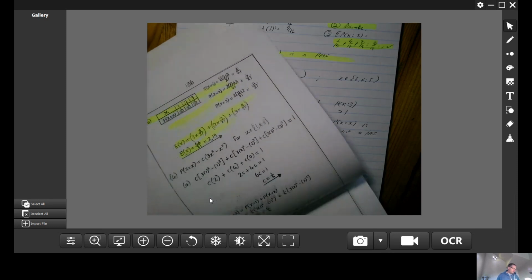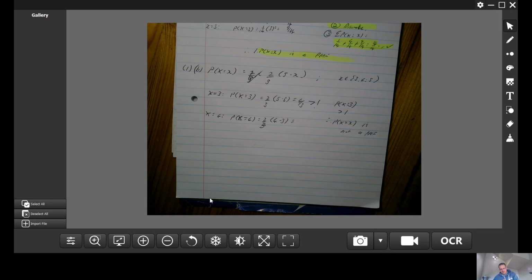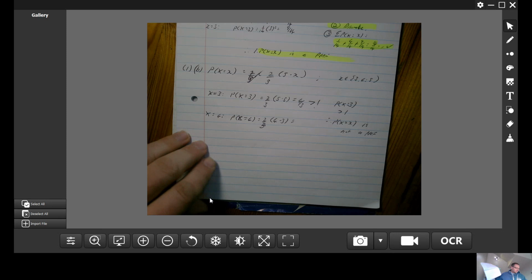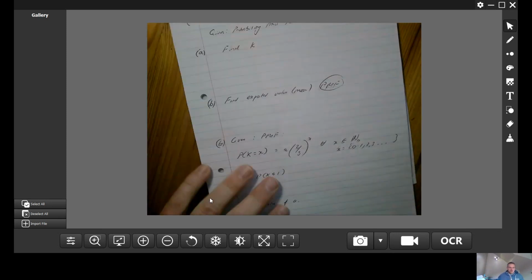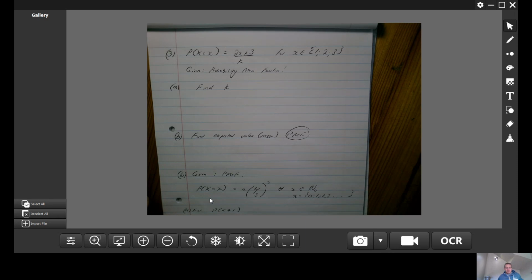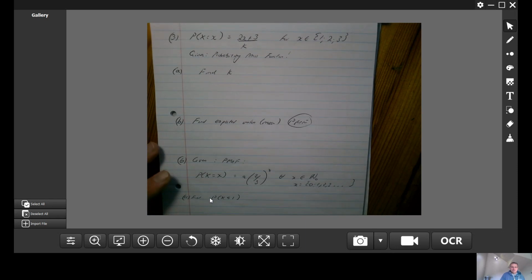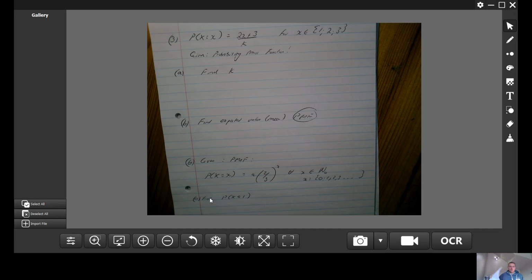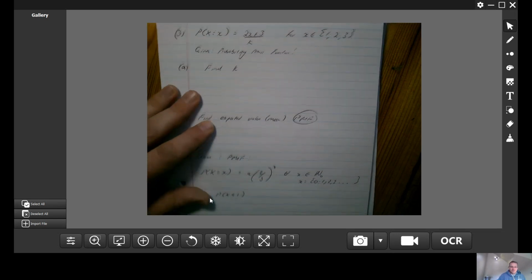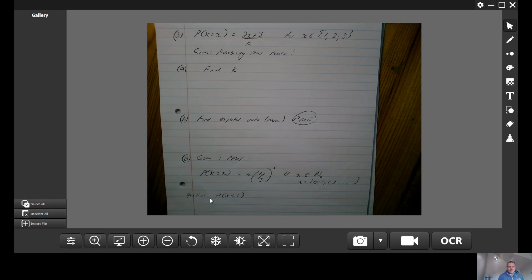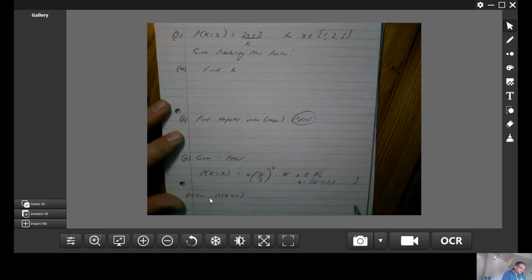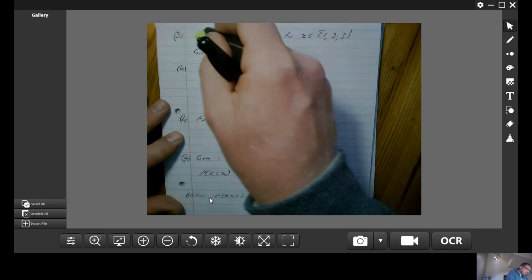Next question we're going to do is question 3. What do we have? The question says you're given a probability mass function, and we're told that in this probability mass function, the probability of X equals x is (2x plus 3) over k, for x an element of 1, 2, and 3.